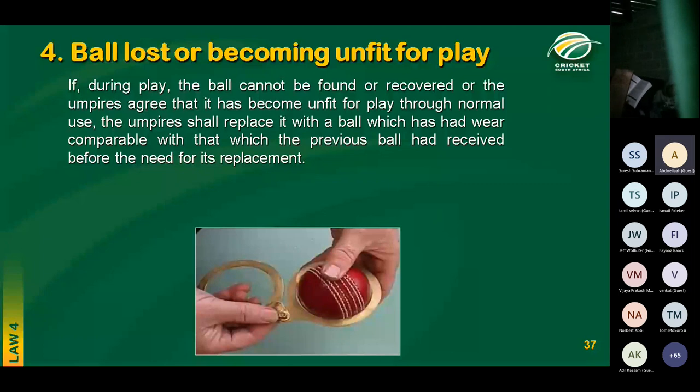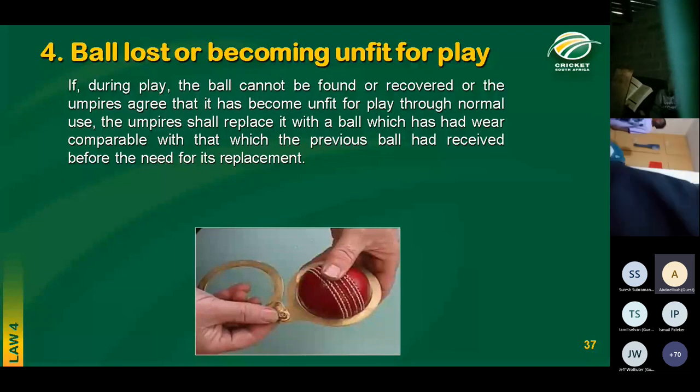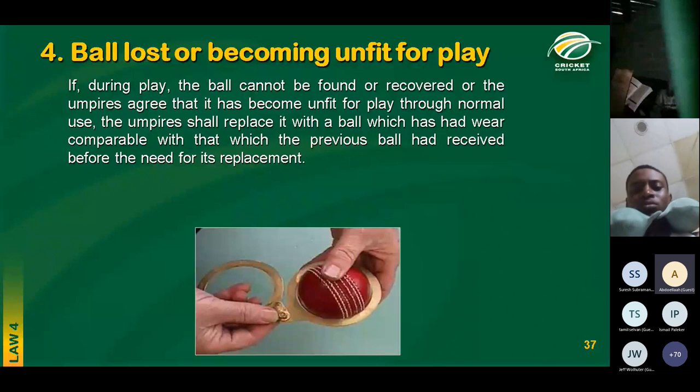So now it becomes important that you know the condition of the ball. Because the law tells us, if the ball needs to be replaced, whether it could not be recovered, or whether it had to be replaced because it was unfit, you now need to choose a replacement ball, and that replacement ball needs to have wear comparable to that which the previous ball had received before the need for its replacement. So the ball needs to look as close to how the ball looked before the need for replacement. So that's why it's important to regularly look at the ball just in case it needs to be replaced. Then you know exactly how the ball looked, and from the spare balls you can make a decision on which ball to replace it with.